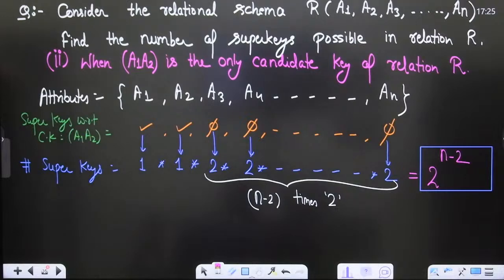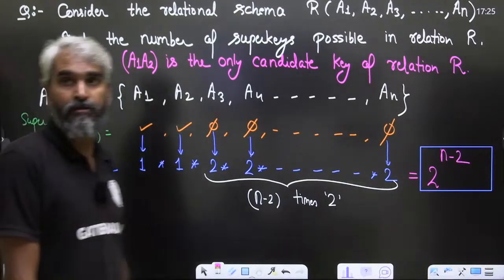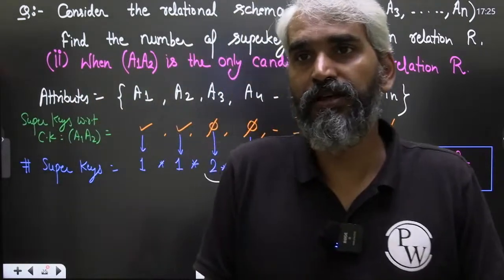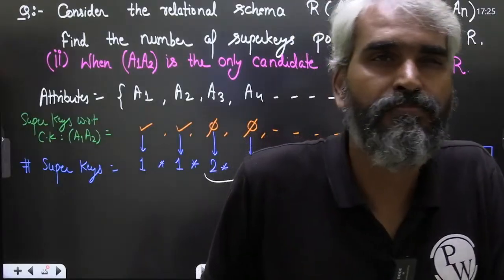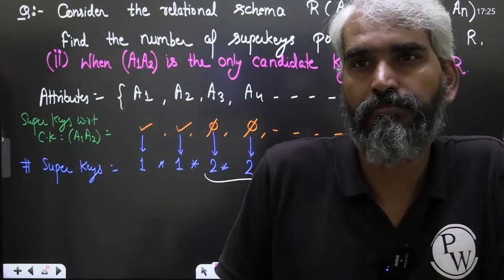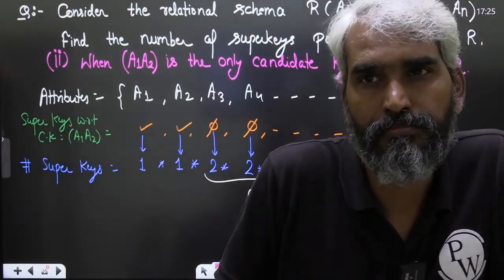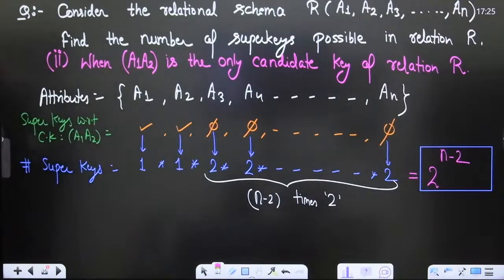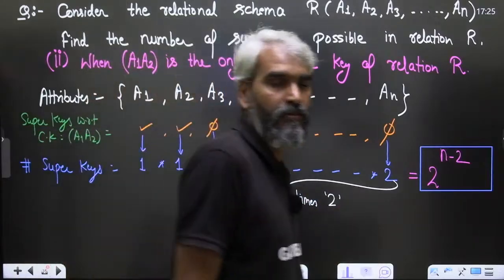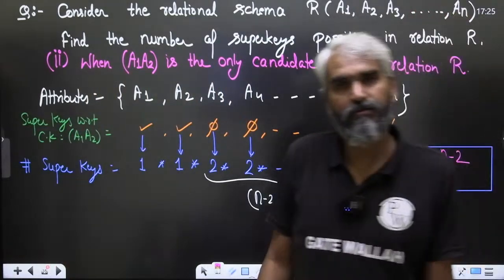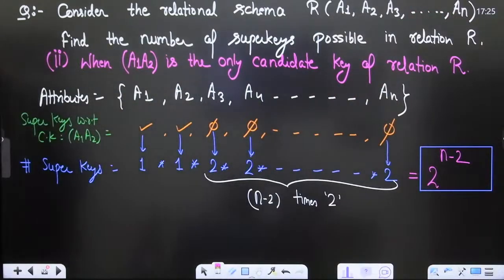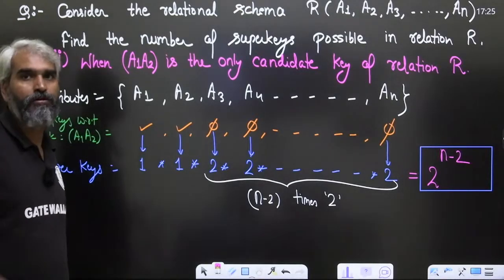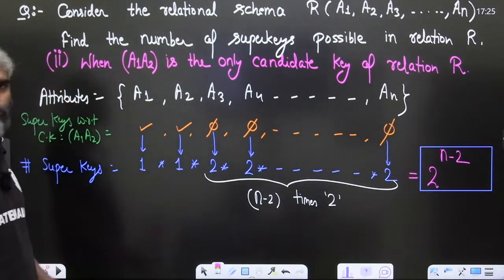Tell me. So there can be just one candidate key present? There should be at least one. One minute. Please wait for some time. The next question will clear your doubt.